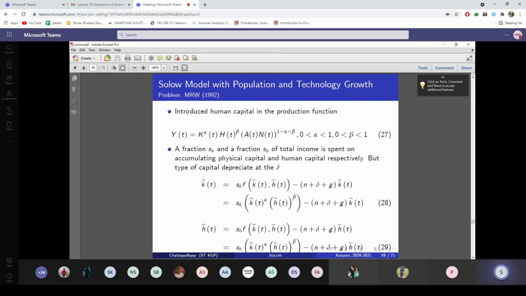So when there is no human capital, you are only saving to accumulate physical capital, K. But now they are introducing human capital, and they are assuming a fraction of income is saved to accumulate human capital also. So this is the capital accumulation equation. This is the human capital accumulation equation.